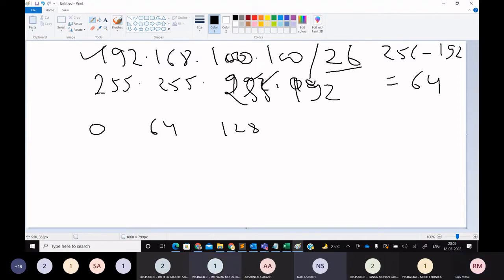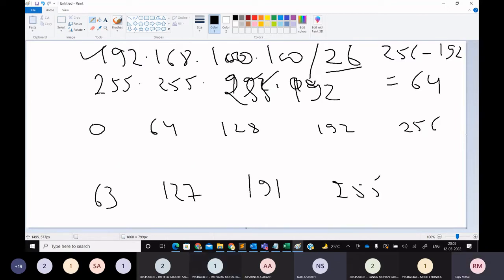0, 64, next will be 128, then 192. And then again you add 64. How much will it come? 256. Then you subtract 1 from each of these: 63, 127, 191, 255.